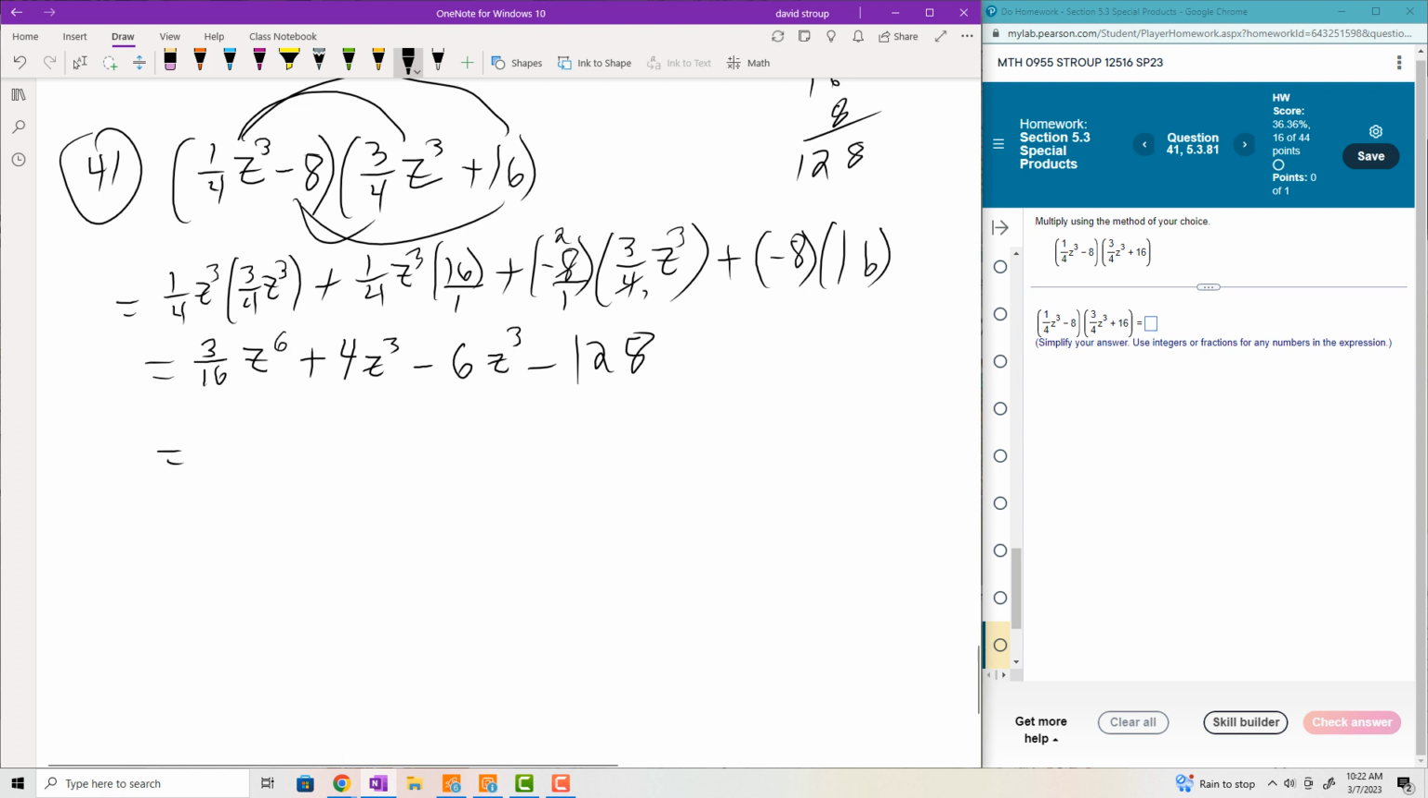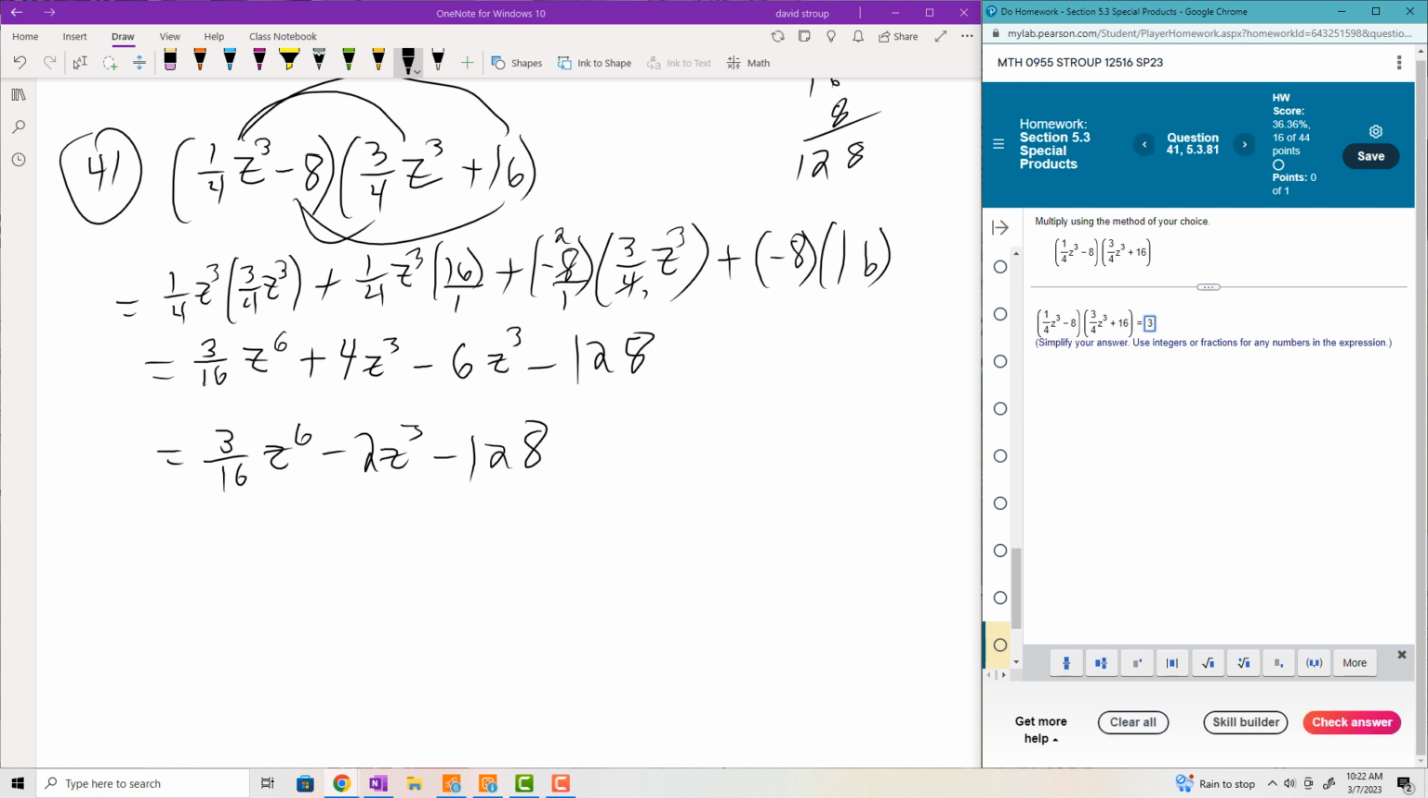Combine like terms, so I'm getting 3/16 z to the 6 minus 2z cubed minus 128. Okay, so 3/16 z to the 6 minus 2z cubed minus 128.